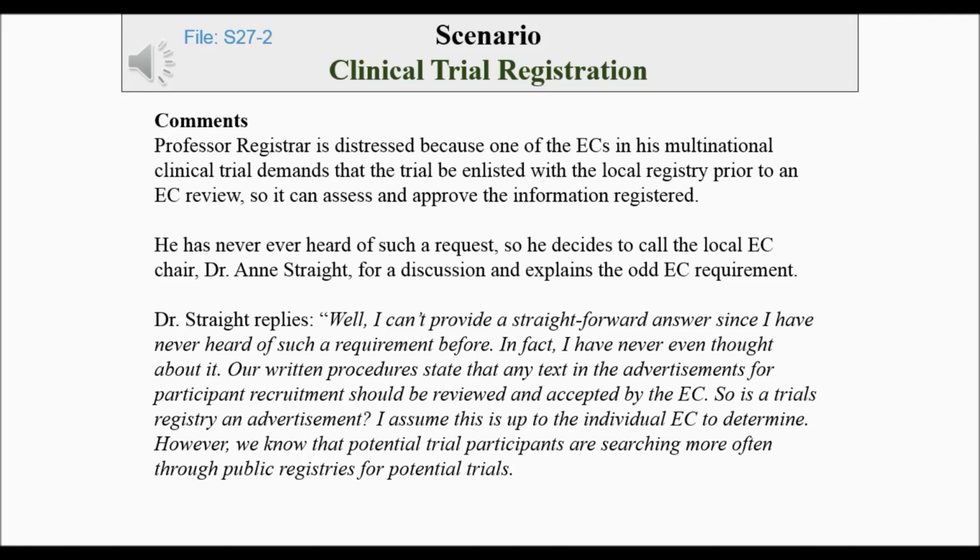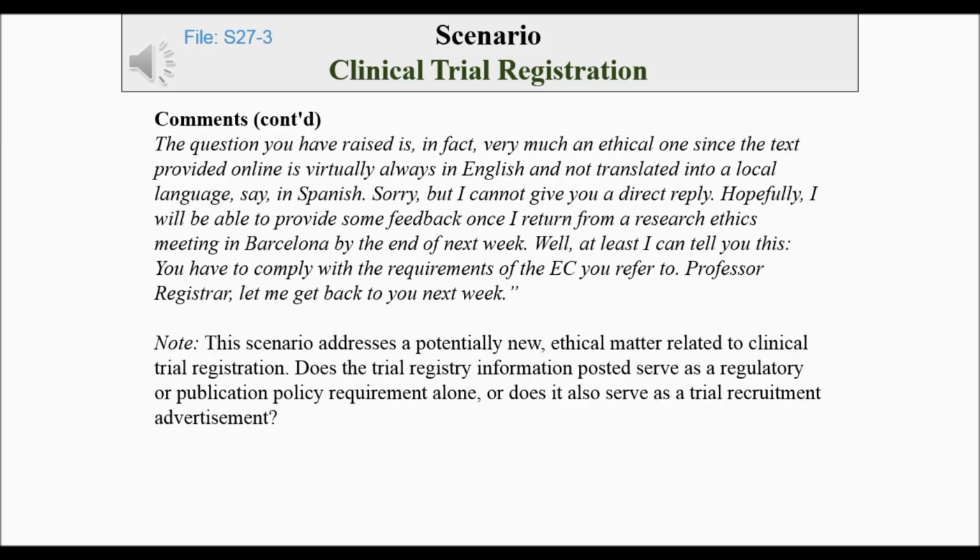However, we know that potential trial participants are searching more often through public registries for potential trials. The question you have raised is, in fact, very much an ethical one, since the text provided online is virtually always in English and not translated into a local language, say in Spanish. Sorry, but I cannot give you a direct reply.